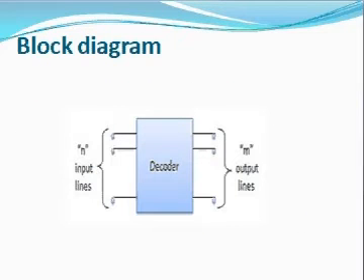The block diagram of a decoder has n input lines and m output lines, where m is equal to 2 power n. So for 2 power n combinations, any one of the outputs is enabled here.